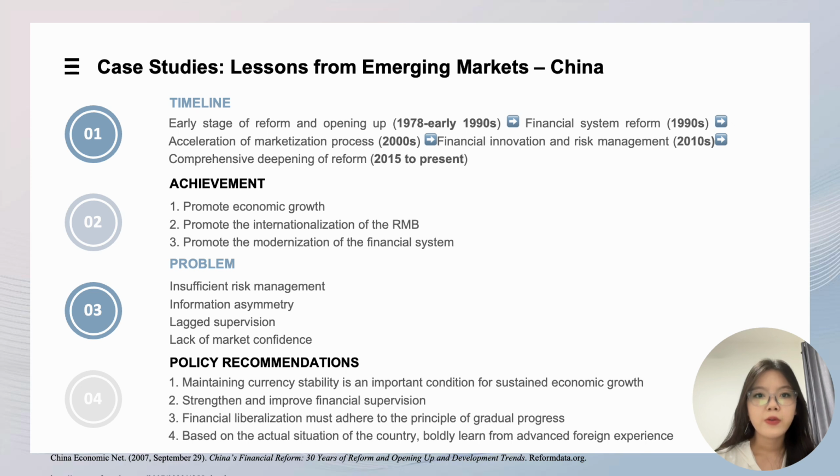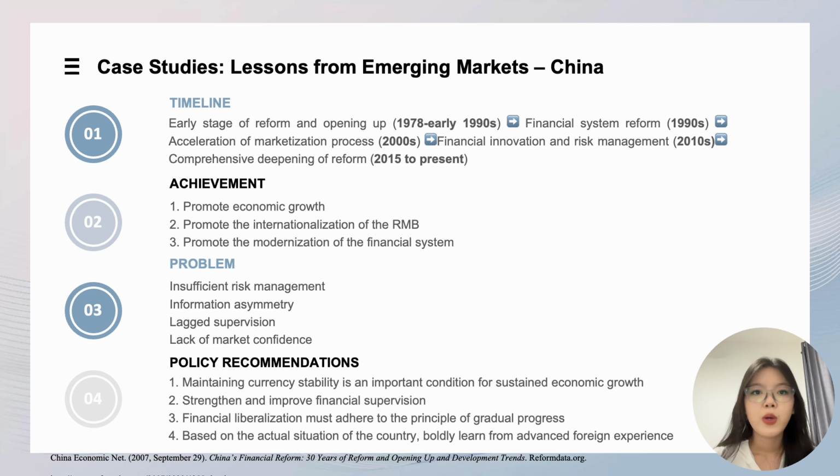However, China also faced some challenges: inadequate risk management. Weak early supervision has increased the hidden dangers of financial crises. Information asymmetry, in which investors cannot obtain sufficient information, increases the risk of market volatility. Regulatory lag. The speed of financial innovation is faster than the speed of regulatory adaptation, which increases systemic risks.